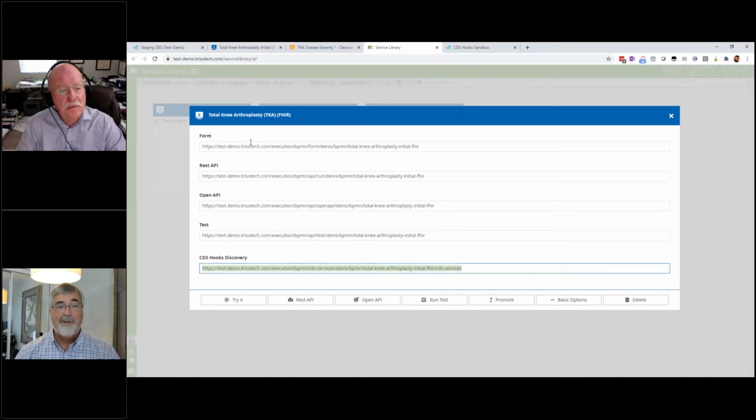appealing more to the techie in the house. We have different endpoints, a form to use it, a REST API, Open API. And here I have basically a CDS Hooks endpoint that is generated on the fly from the model.